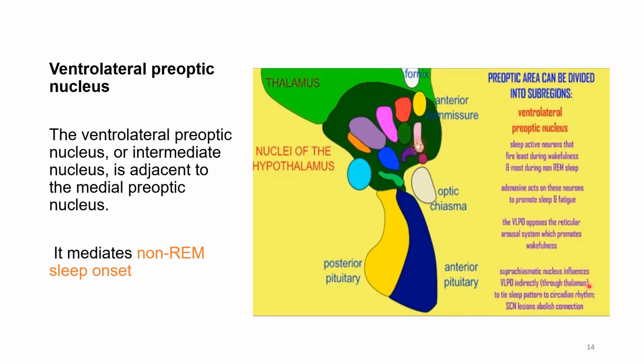The suprachiasmatic nucleus influences the VLPO directly through the thalamus to tie sleep pattern to circadian rhythm. If there is a suprachiasmatic lesion, it abolishes the connection. So you have understood that the ventrolateral preoptic nucleus, VLPO, is helpful for inducing non-REM sleep. Its action is opposite to the RAS system and it is through adenosine release in those neurons. And the suprachiasmatic nucleus is connected to VLPO. Why is it connected? To tie the sleep pattern to the circadian rhythm.